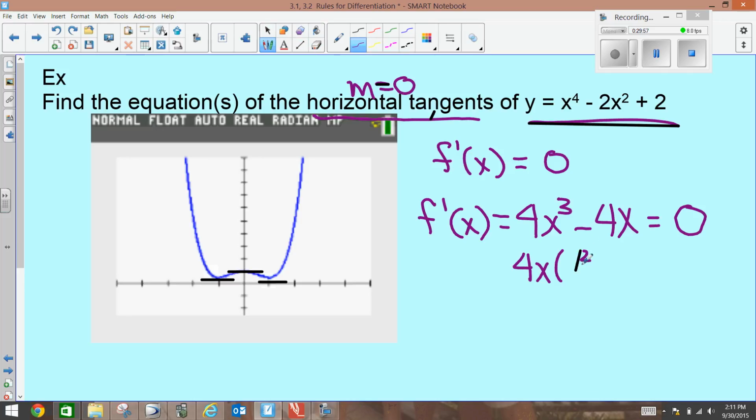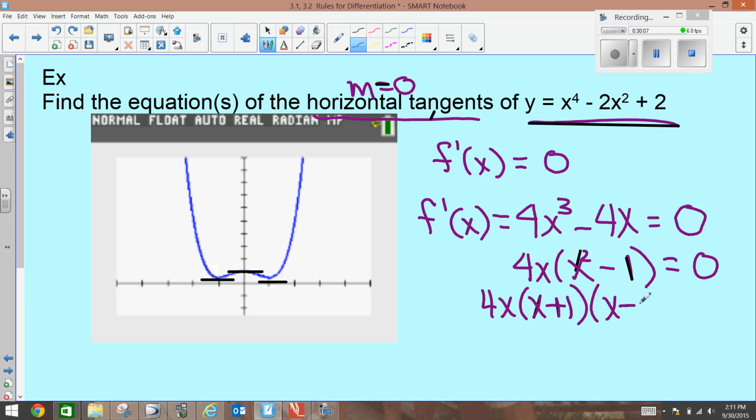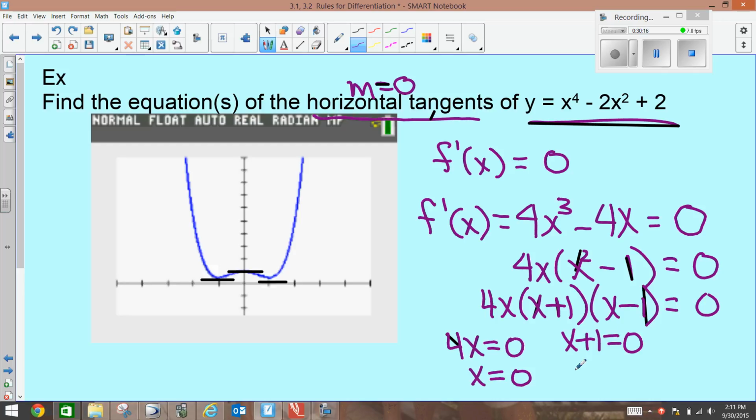Okay, so 4x times x squared minus 1. Factor some more, you get x plus 1, x minus 1. All right, and then you get 4x equals 0, so x equals 0, x plus 1 equals 0, so x equals -1, and finally x equals 1. And there it is. There's x equals 1, there's x equals 0, and there's x equals -1. And I think I'm good. You should be ready to do the problems.